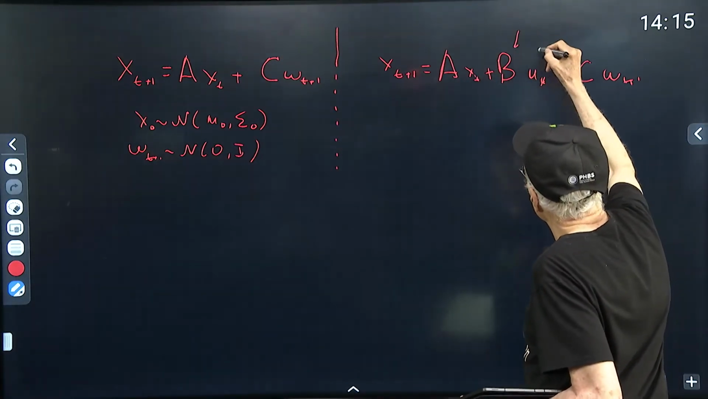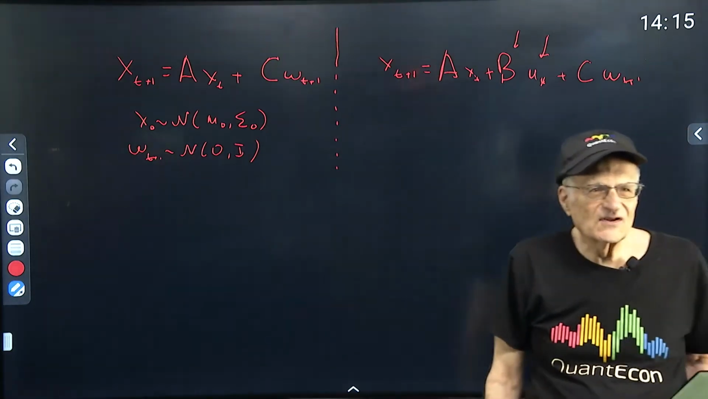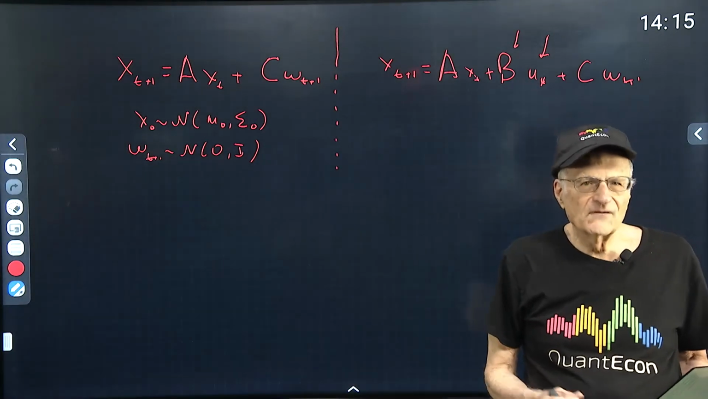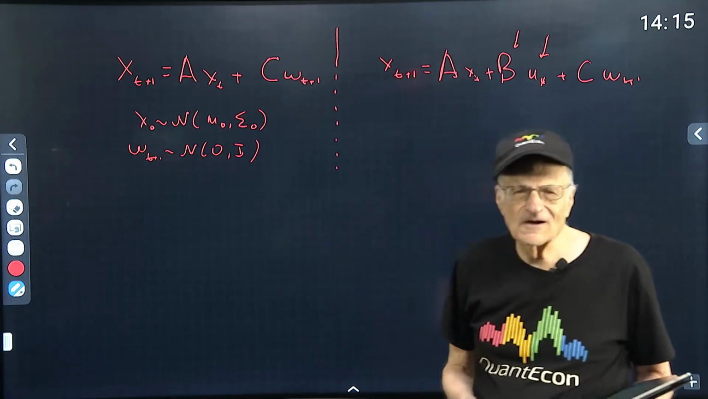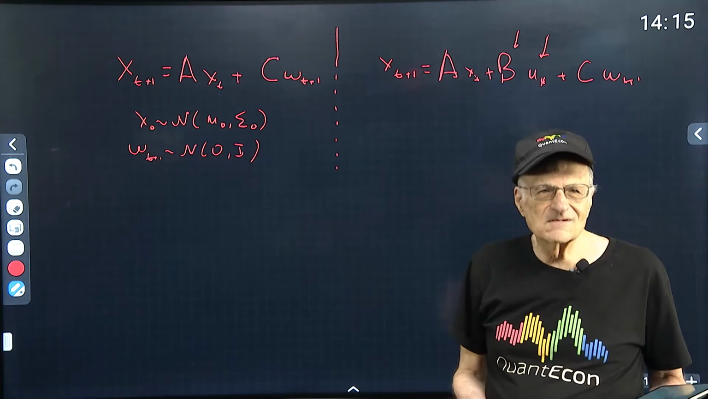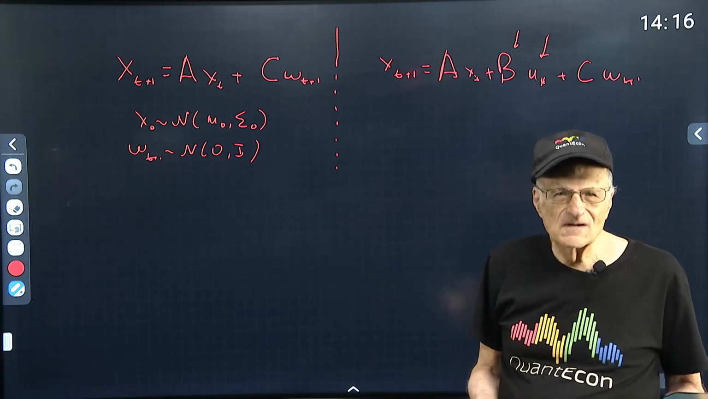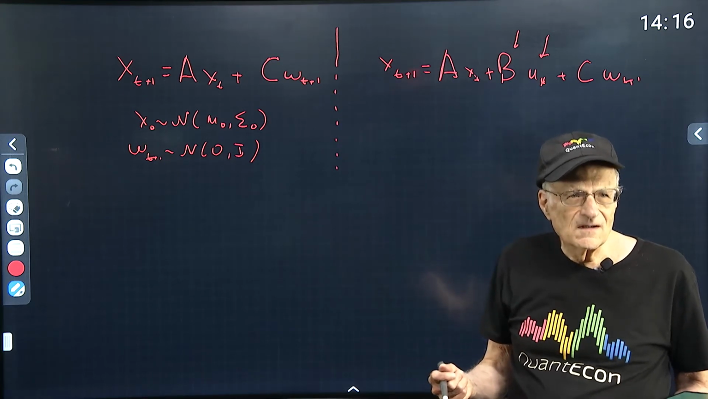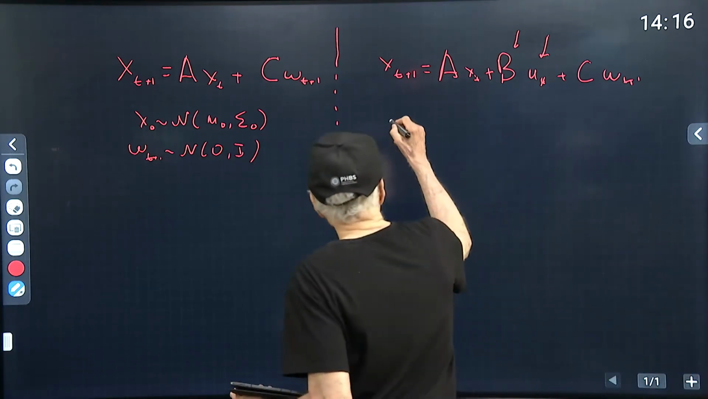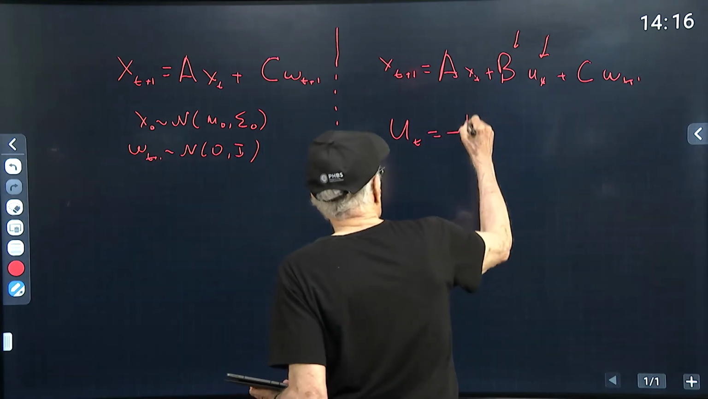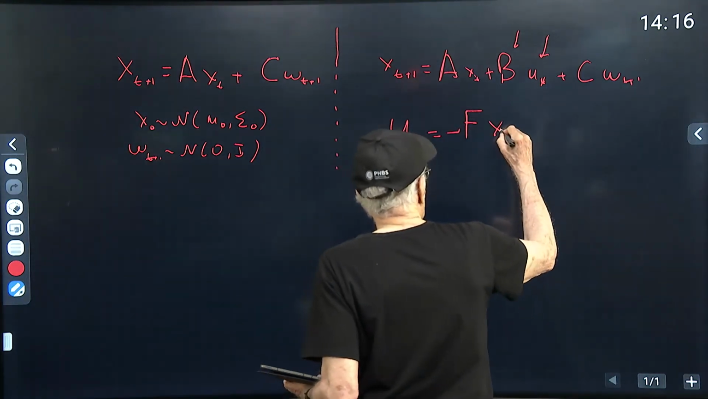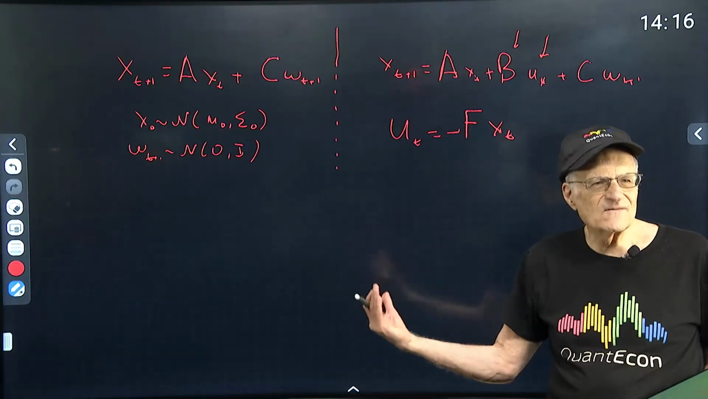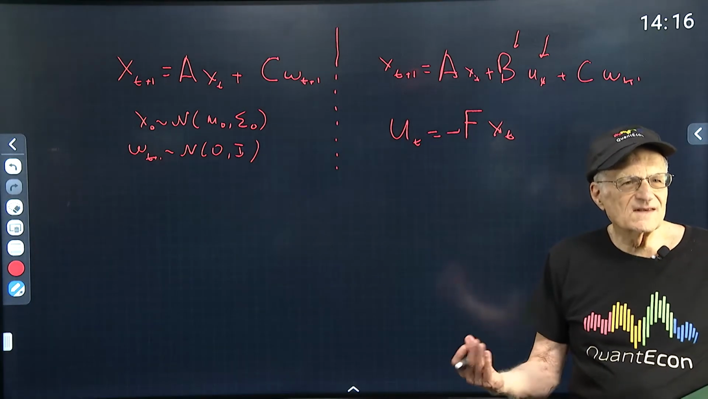But now we have this B and we have this u_t, and u_t is a decision variable or a control, and it's under the control of some person, a decision maker. The decision maker can move u_t around. In particular, it could set u_t equal to some feedback rule. It could use what's called a feedback control. Somehow it could set u_t equal to minus F x_t, which would affect the dynamics.